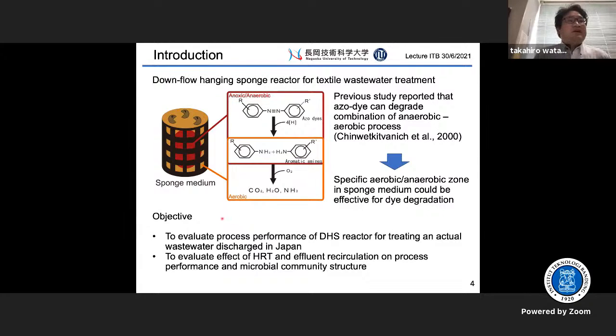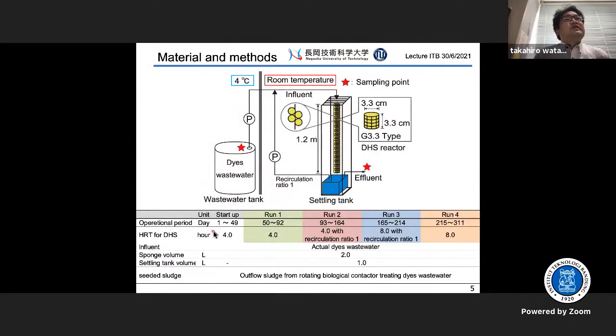So in this study, we are applying this reactor for treatment of actual textile wastewater discharged in Japan. This is our experiment. We bring the textile wastewater from the actual factories. Then the wastewater is fed to the DHS reactors. In this research, we focus on the effect of recirculation. Recirculation means that wastewater treated once is collected and brought back to the influent again. Then the wastewater can be treated several times.